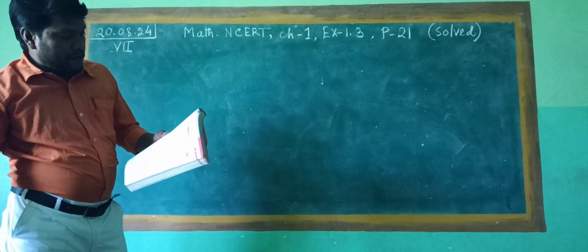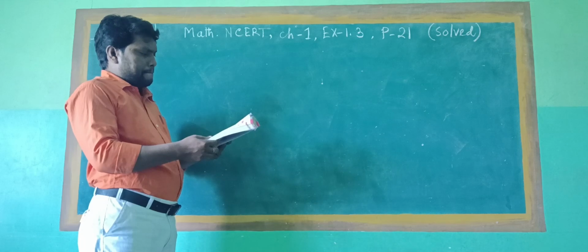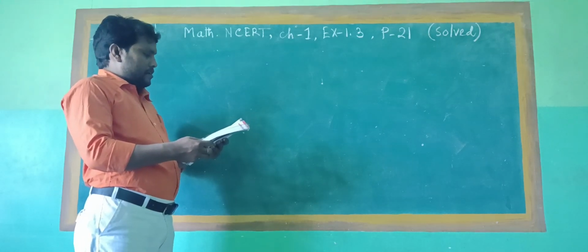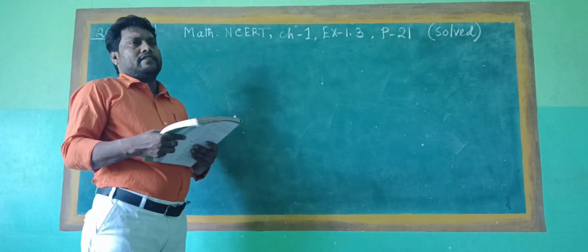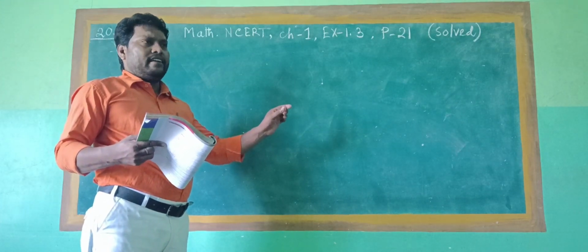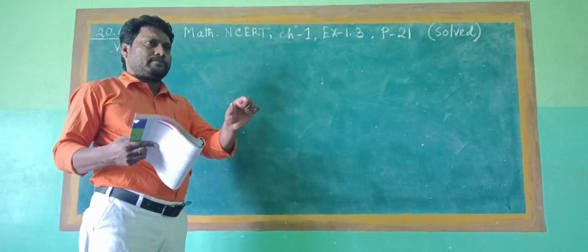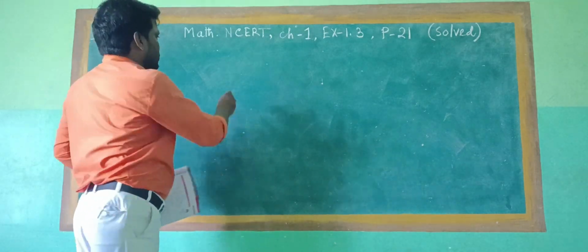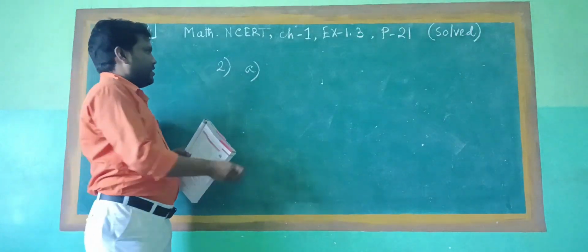Next. I am going to question number 2. Verify the following. Verify means there are two sides, left hand side and right hand side. Are they equal or not? So the question says to verify the following. Now question number 2a.